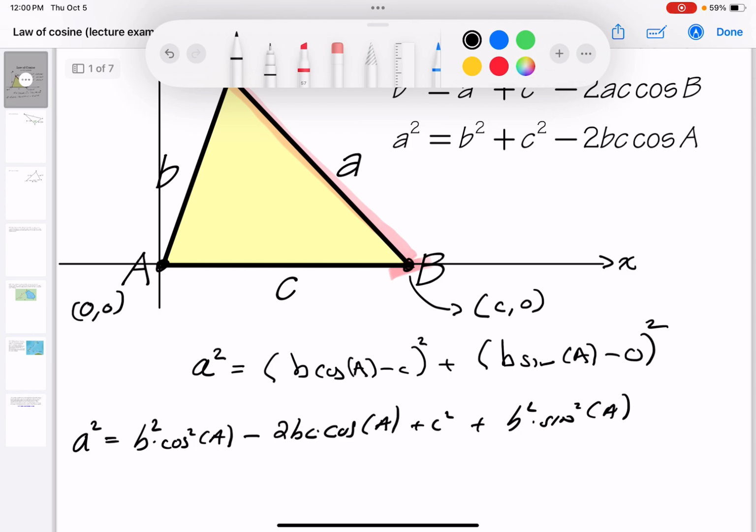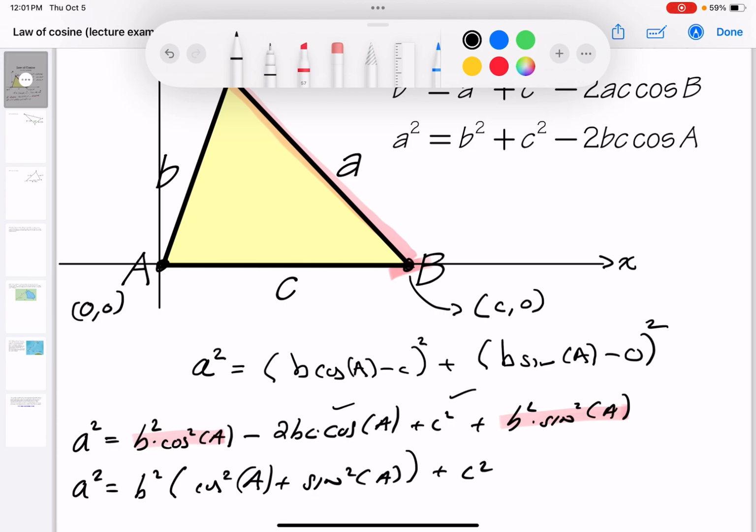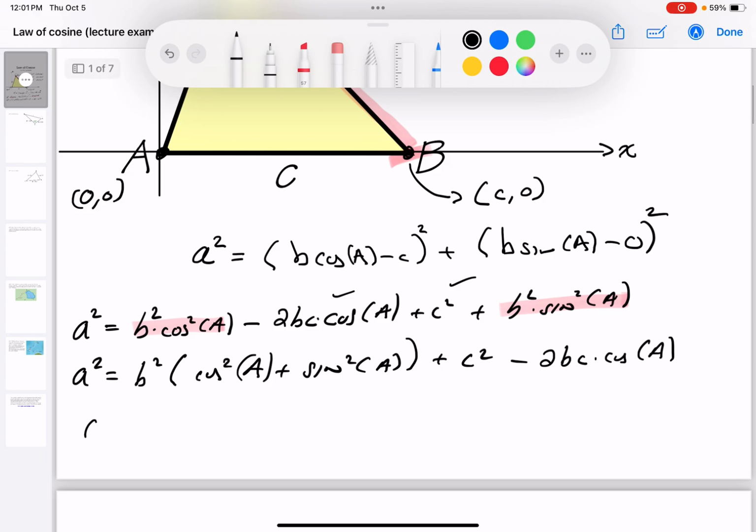So I'm going to rearrange it, and you get a squared equals, and by rearranging what I'm doing is I'm going to take these two terms here and factor out b squared. And when you do that, you get b squared, then you get cosine squared A plus sine squared A. Then we left off with, well, plus c squared, that's coming from here, and then minus 2bc cosine of angle A. What's convenient about this is the Pythagorean identity there, and that's simply just equal to 1. So we get b squared plus c squared minus 2bc cosine of A.